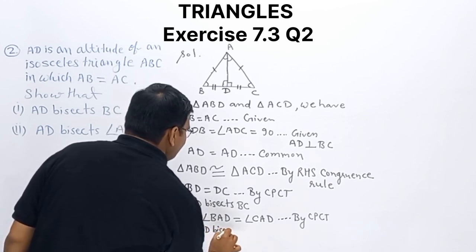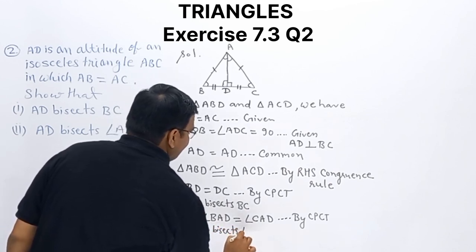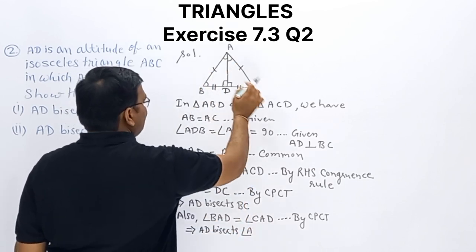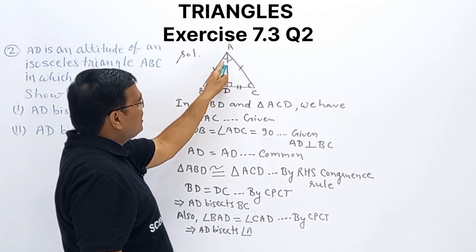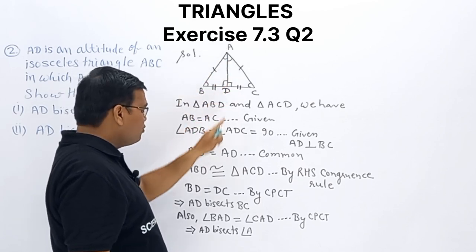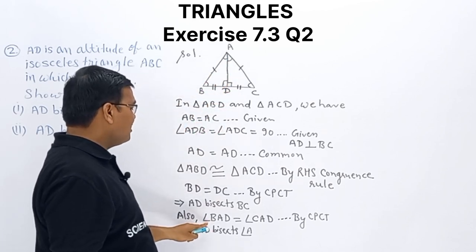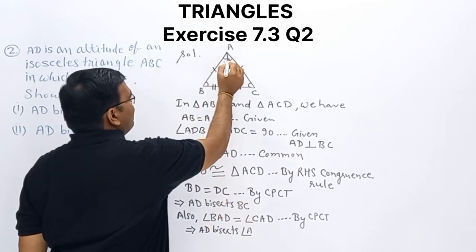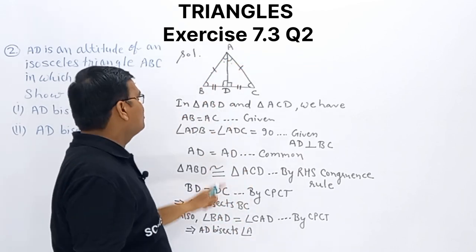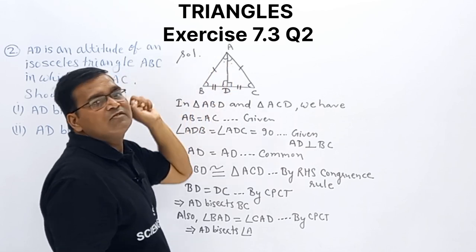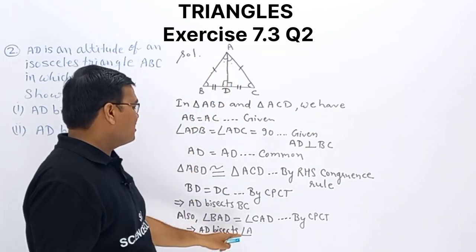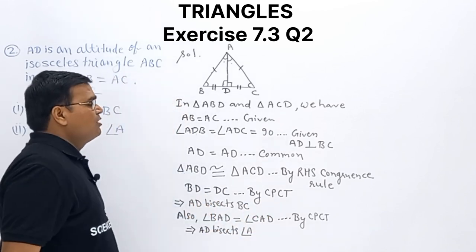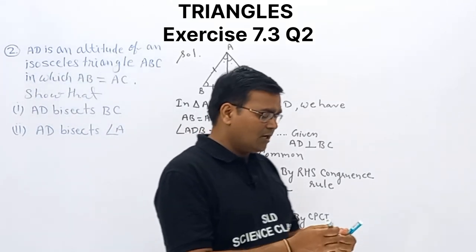bisects angle A. Angle A is what? BAC is bisected by AD. How? We proved this one, angle BAD, this angle equal to this angle. Why? Because this triangle is congruent to this triangle. So AD bisects angle A, hence proved. We proved these things. Observe, simple question, not hard.